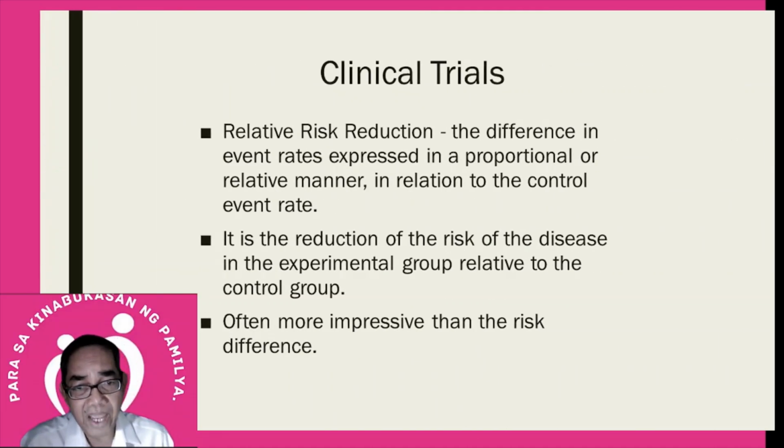Okay, we'll give you later on an example of an absolute risk reduction, or probably in class we will give that example. I don't know if I still have time here. So we have the relative risk reduction, the difference in the event rates expressed in a proportional or relative manner in relation to the control event rate. And this is actually the reduction of the risk of the disease in the experimental group relative to the control group. And this is even more impressive than the risk difference.